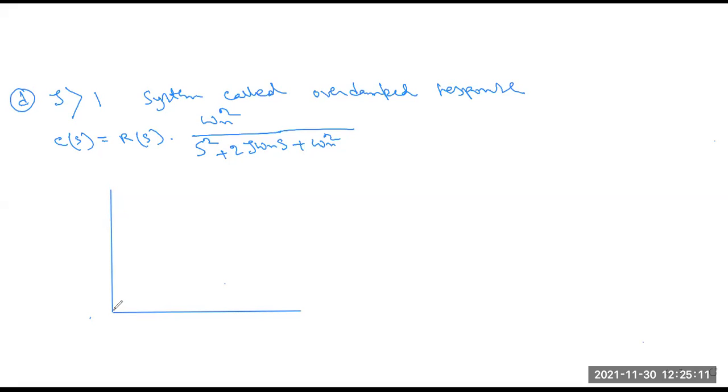So the output comes in this pattern, something like that. This is the output with respect to time, over an infinite time range. This is the 0 starting point, and this point we have to denote here.